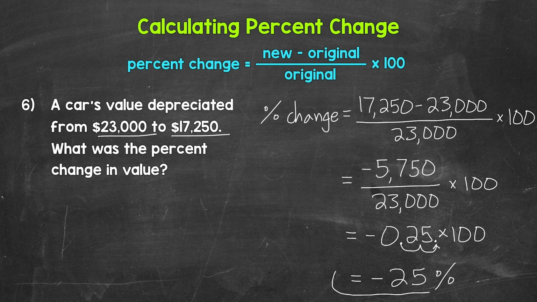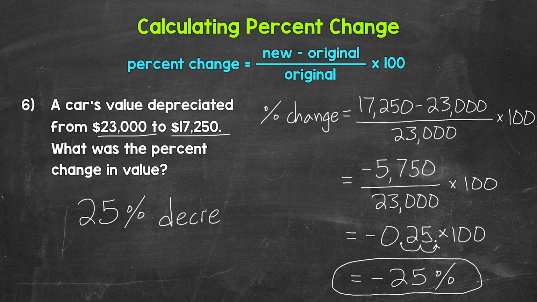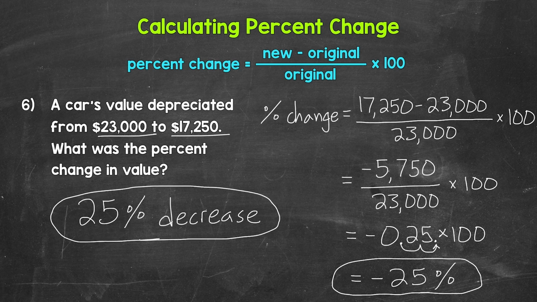Now keep in mind, since that's a negative percent, that tells us we had a decrease. The value of the car decreased by 25%. So what was the percent change in value? Well, there was a 25% decrease. Let's move on to number 7.